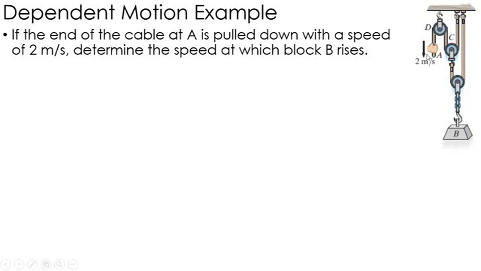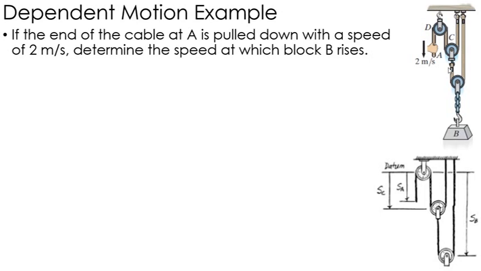In this problem, I am pulling point A here down at 2 meters per second. And what I want to find is how fast the block at B moves upward based on that downward motion. Okay, so again, what I need to do is start by defining the position of each point that's moving. And the points that are moving are A, C, and B.